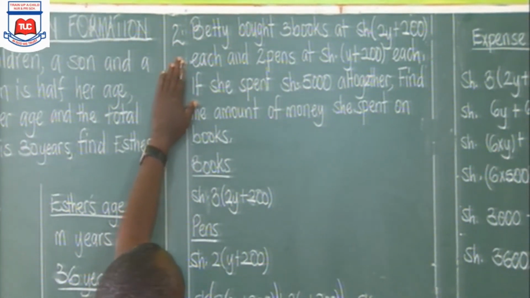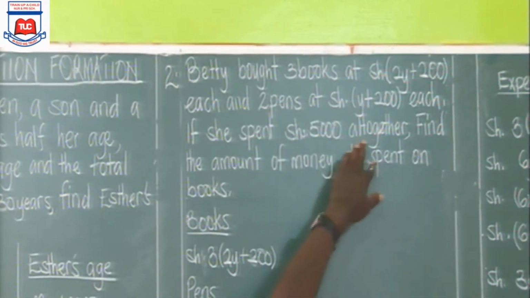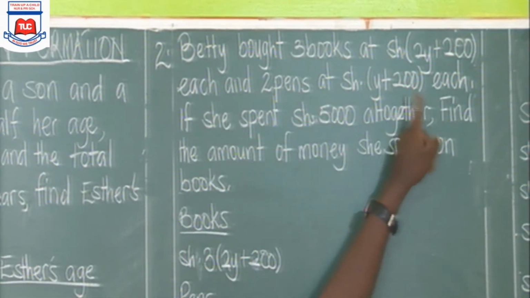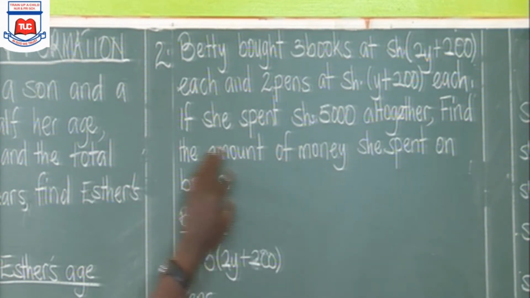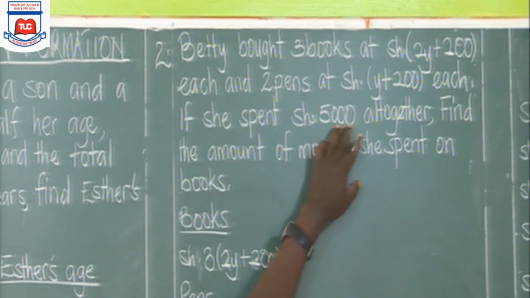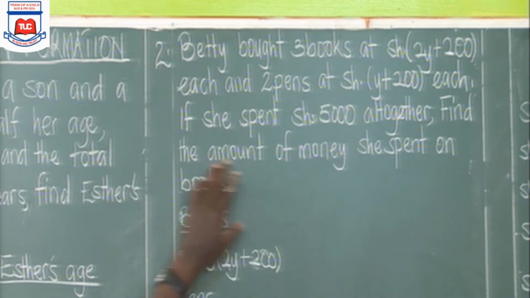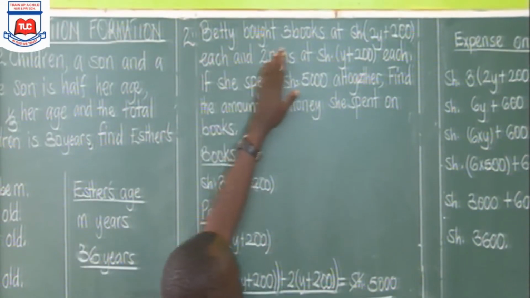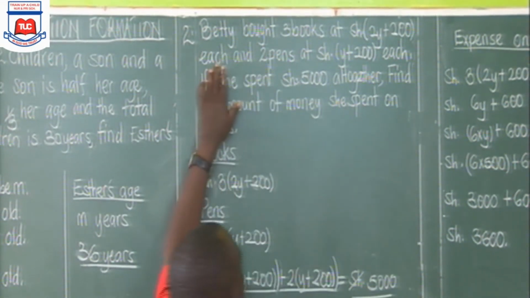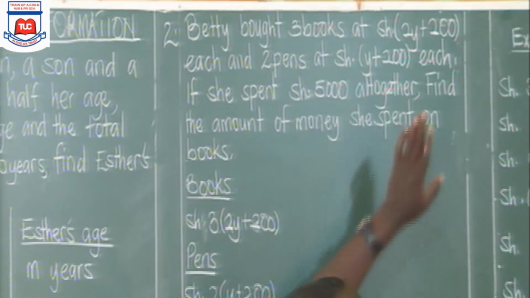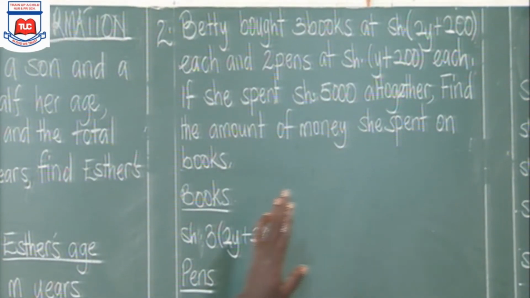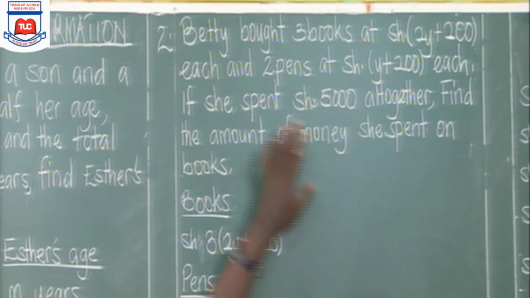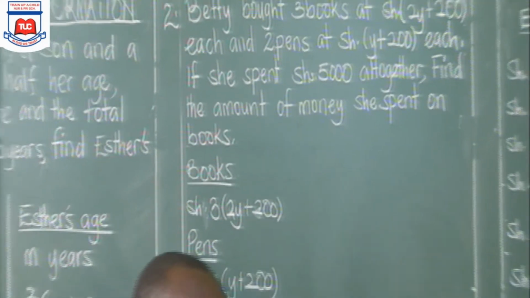Example number 2 today reads, Betty bought 3 books at 2y plus 200 shillings each, and 2 pens at y plus 200 shillings each. If she spent 5,000 shillings altogether, find the amount of money she spent on books. It reads again, Betty bought 3 books at 2y plus 200 shillings each, and 2 pens at y plus 200 shillings each. If she spent 5,000 shillings altogether, find the amount of money she spent on books.